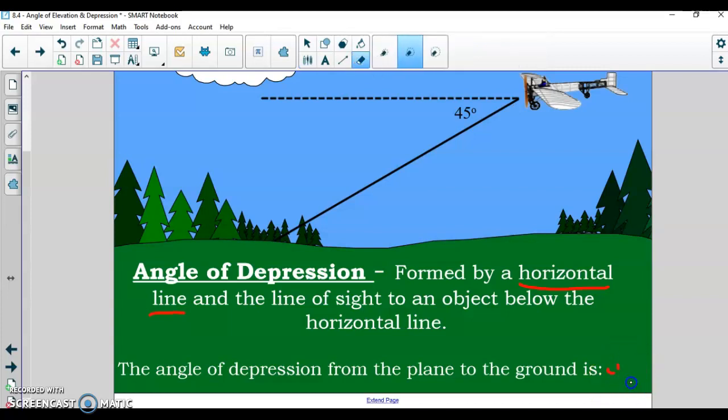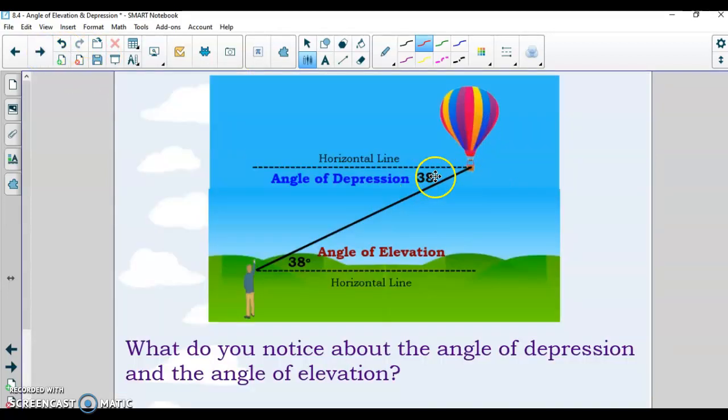Something that will help you when it comes to solving questions on angle of depression is noticing the relationship between an angle of depression and an angle of elevation. Let's say I had an example here with a person down here on the ground and someone up here in a hot air balloon. The angle of depression, again from the horizontal line measuring down from there, is 38 degrees. But that would be the same as the angle of elevation from the person looking up towards the hot air balloon.